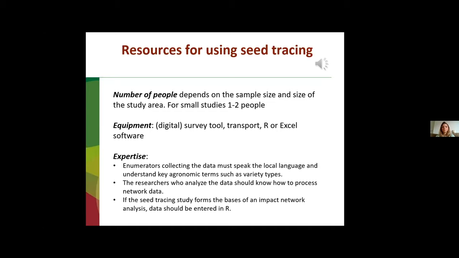The further expertise that is needed is that the enumerators collecting the data must speak the local language and understand key agronomic terms. The researchers who analyze the data should know how to process network data and have some knowledge of Excel or RStudio. And if the seed tracing is used for an impact network analysis, then data should be entered in R, and the people analyzing the data should have a good understanding of RStudio.